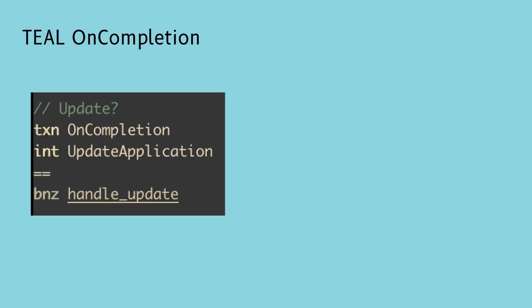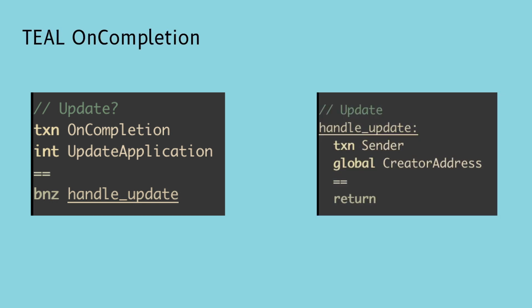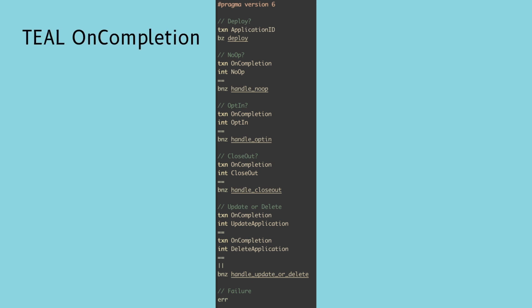Lastly, all of these onCompletion values are defined as part of the transaction that can be set by the user. This means someone can submit an update application call to your smart contract, and if you don't add checks against it, can easily take over control of the application account. Therefore, the onCompletion value is traditionally one of the very first checks a TEAL program will do before branching to additional checks or hitting an error opcode if the onCompletion call isn't supported.